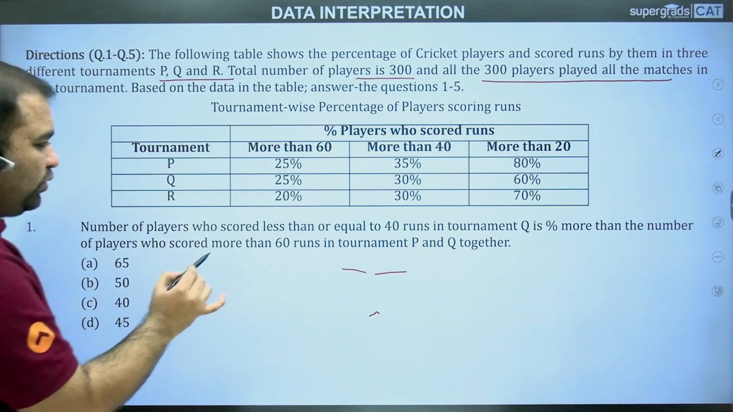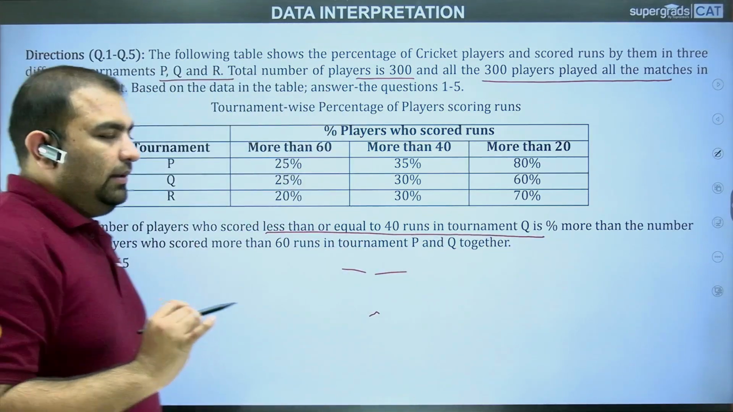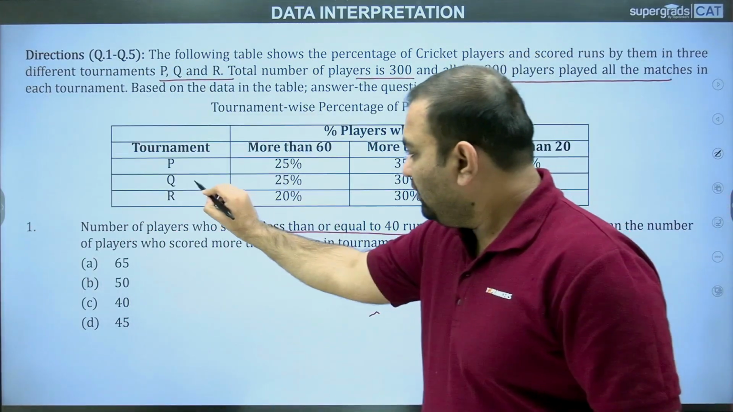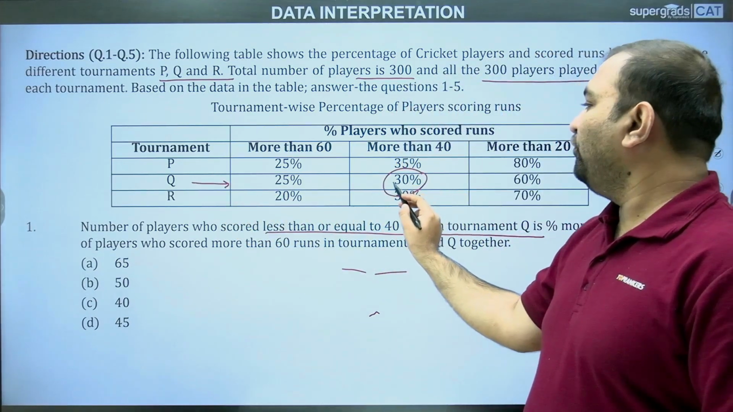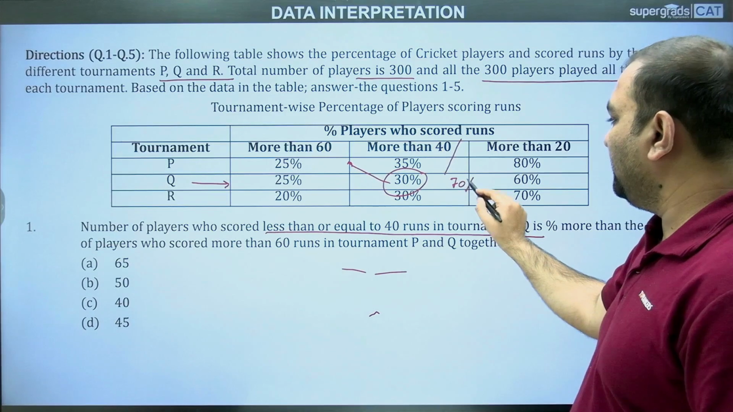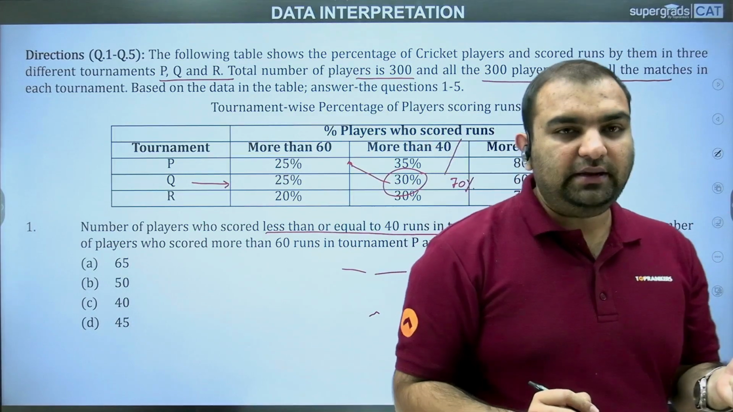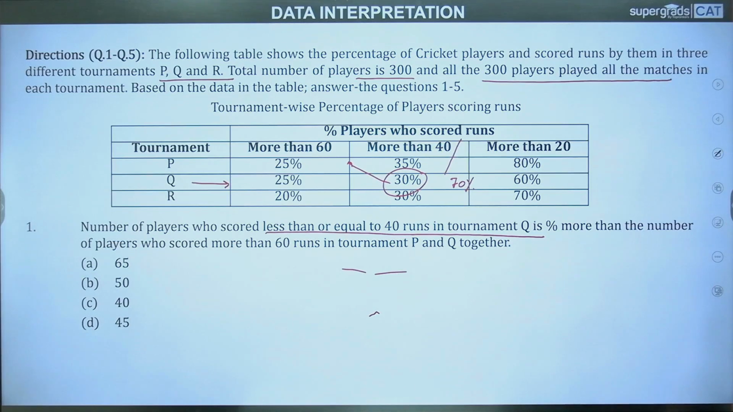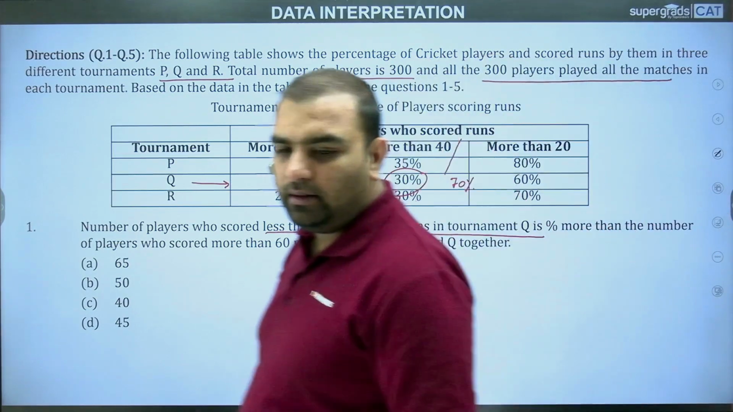Number of players who scored less than or equal to 40 runs in the tournament Q. First, tournament Q: more than 40, 30%. So less than 40, 70%. Important data. If more than 40 is 30% players, then less than 40 is 70%. This is more than the number of players who scored more than 60 runs in the tournaments P and Q together.